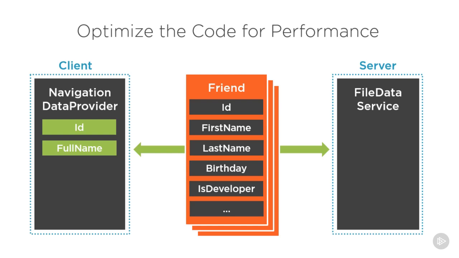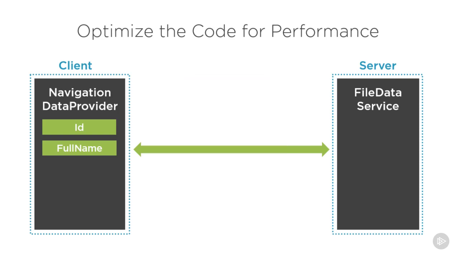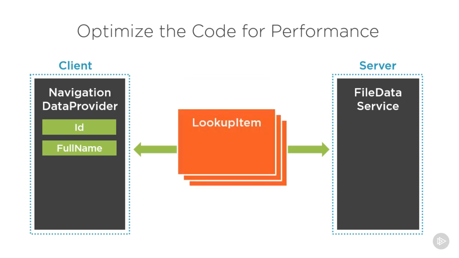And I'm pretty sure you can understand that we need to find a different solution for the navigation. So for the navigation, let's get rid of the friends and let's return a collection of lookup items. A lookup item has just an ID and a display member. This allows you a generic use in your application. For example, you can use this model to fill up combo boxes in your user interface. Alright, so let's restructure our application now to use this lookup item in the navigation.